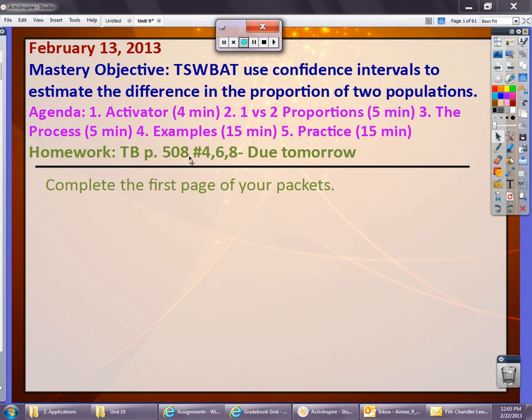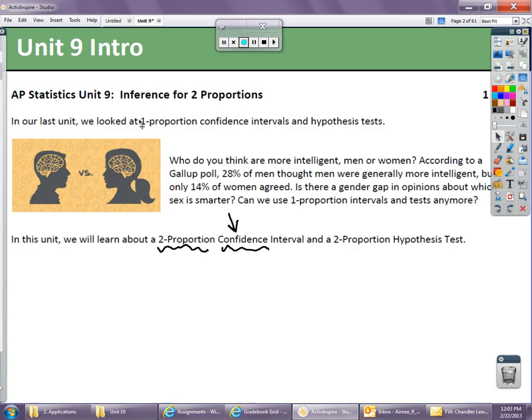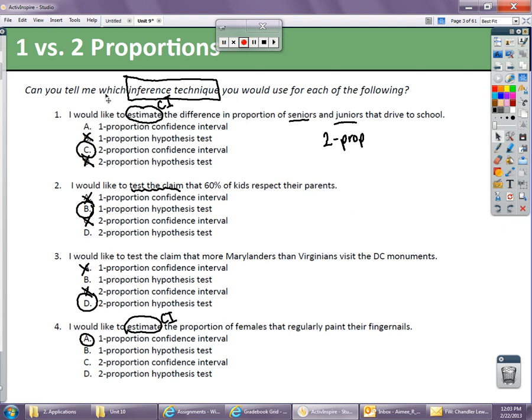Alright, so Unit 9. Unit 9 was all about two proportions. We started the unit on February 13, and we started talking about confidence intervals with two proportions. That homework that day was page 508, numbers 4, 6, and 8, and you completed the first page of your packet, which was looking at what kind of inferencing techniques to use.